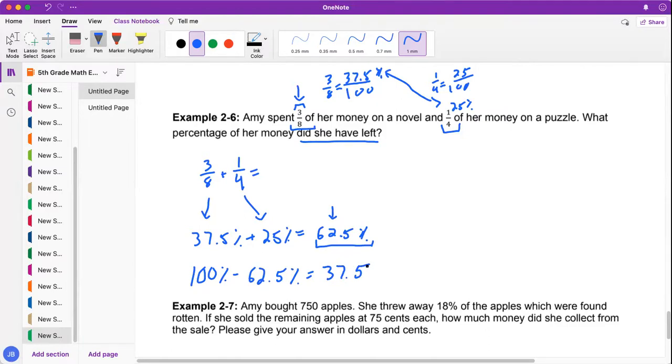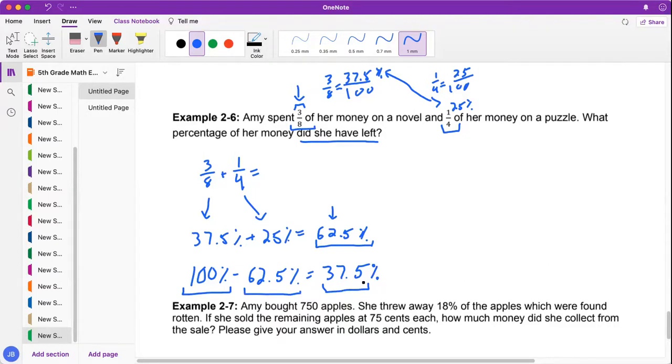Okay, perfect. All right. So Francis is on to something here. He knew that at the beginning we had all of our money. We had 100%. So if we subtract the money we spent, the 62.5%, that means we have about 37.5% of our money left.